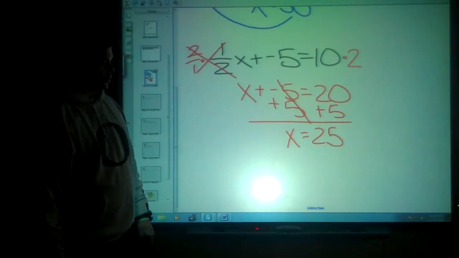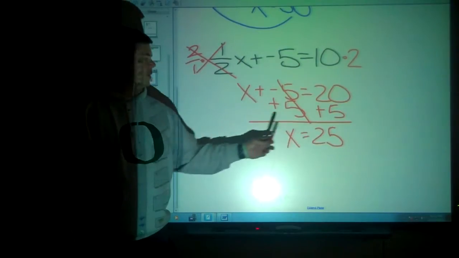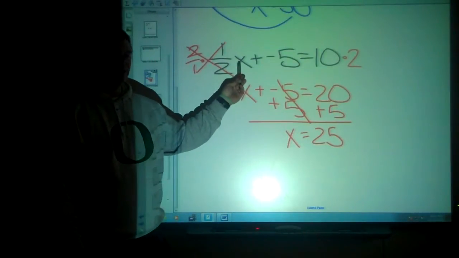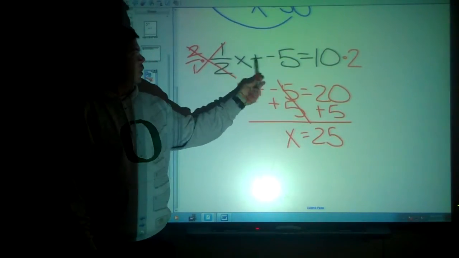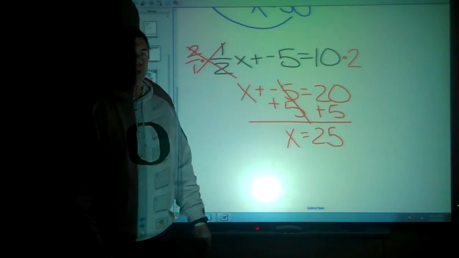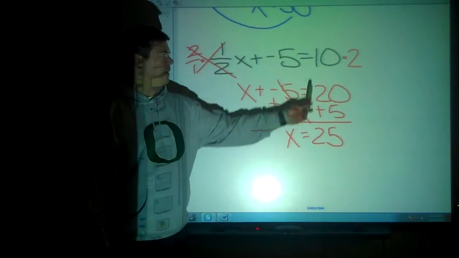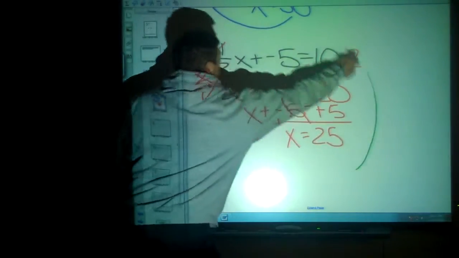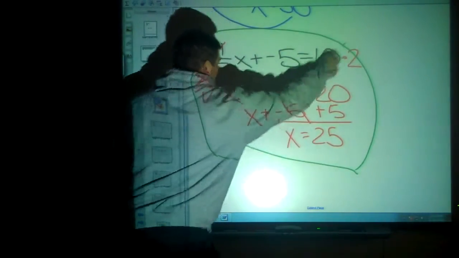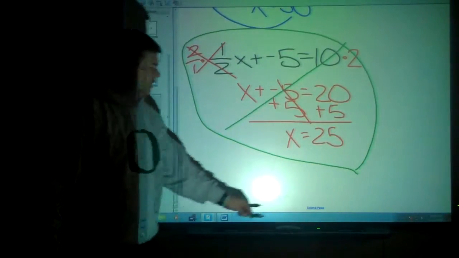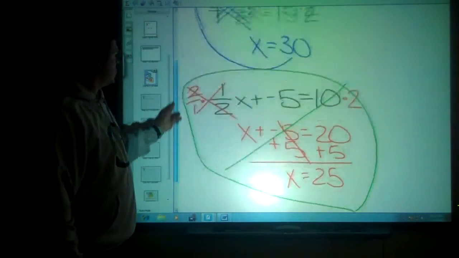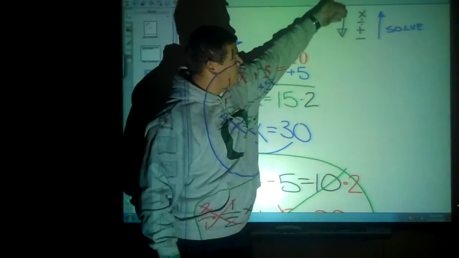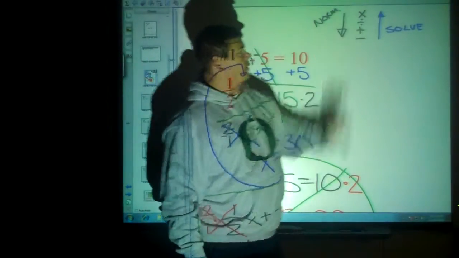If you test that out, what's 1/2 of 25? 12.5. And what's 12.5 plus -5? Positive 7.5. It doesn't equal 10. It doesn't work. This method is incorrect. You've got to be very careful about that. That's why I listed the normal order of operations going down. To solve, we want to go the other way.